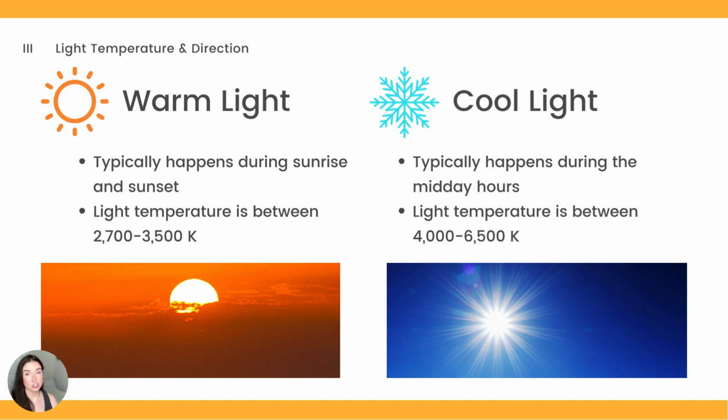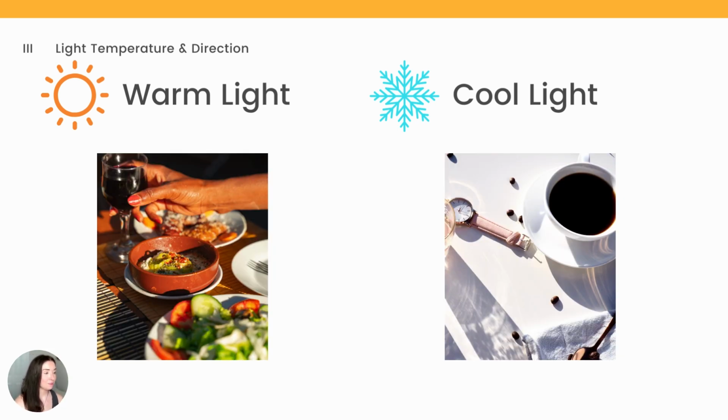Now, just like with hard light and soft light, let's take a look at a couple of pictures so that you have a reference point for what I'm talking about. So warm light and cool light, here are both examples of those. Just like with the quality of the light, what temperature of light you choose is just going to come down to your preference because both of them have beautiful qualities to them.